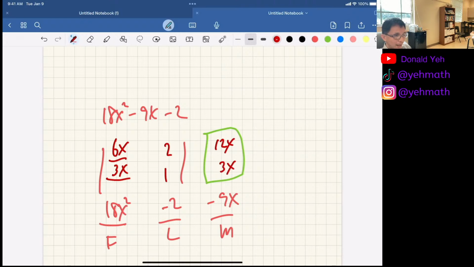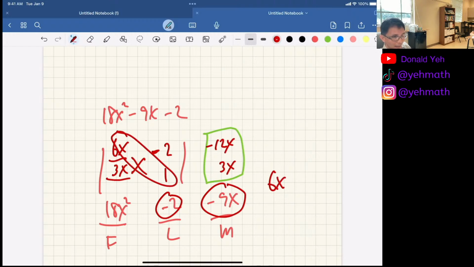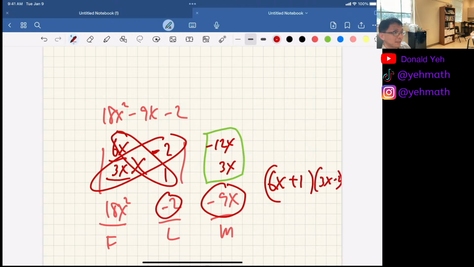And I just need to figure out, well, 2 times 1 does not give you -2, so one of them needs to be a negative sign. I prefer this to be the negative sign because if you have -12x plus 3x, it's going to give you -9x. So that's correct. Just pair diagonally. Make sure it's diagonal. It's called the box method. So it'd be 6x plus 1 times 3x minus 2. Now they can both be negative, or both positive as well. It depends on what your last number is. If your last number is positive, the numbers could be both negative or both positive.